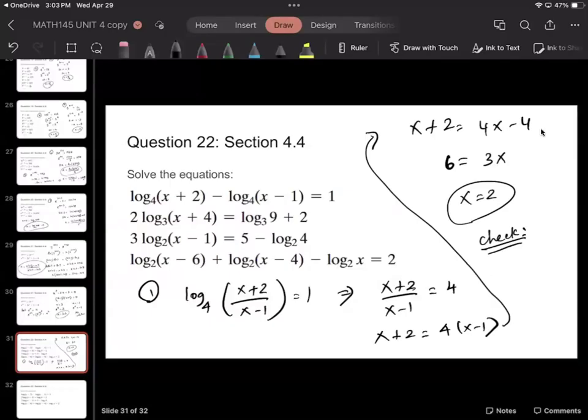So how do I check? In your original question, there are two arguments, right? There is an x plus 2, there is an x minus 1. So 2 plus 2 is a positive number, 2 minus 1 is also a positive number. So this solution is acceptable.